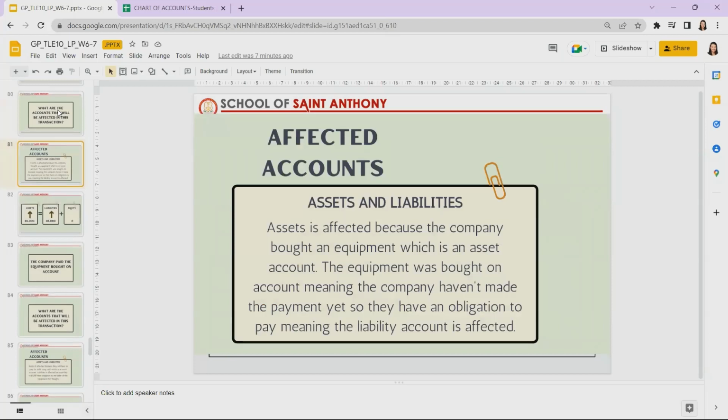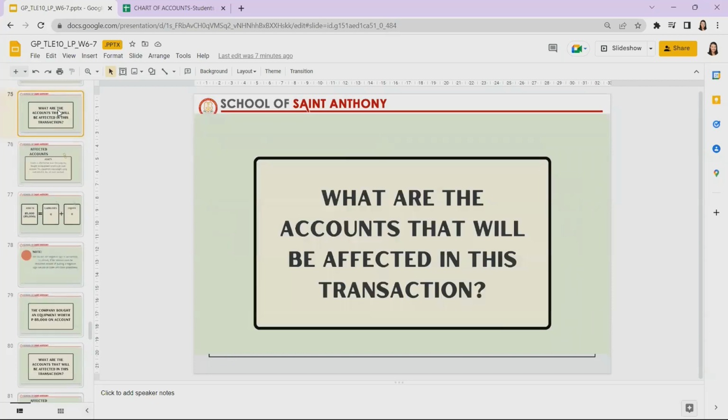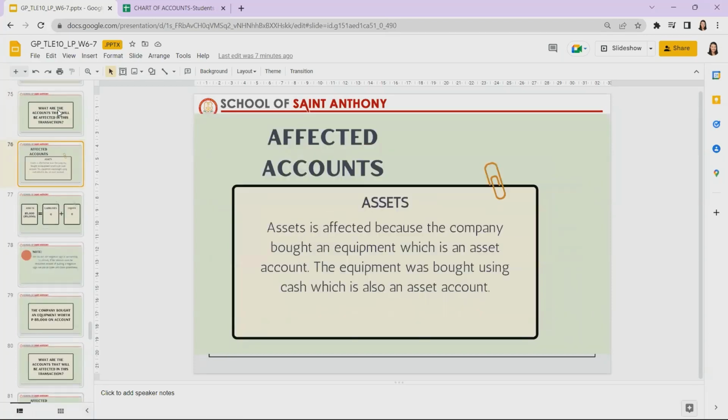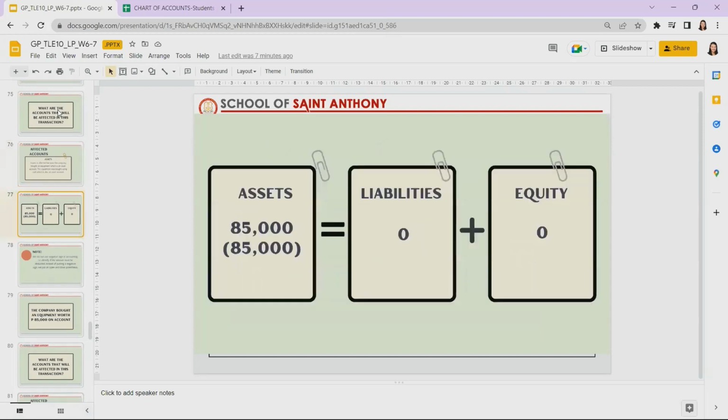So the accounts that are affected are assets. Yung asset natin, yung machineries and equipment, nag-increase, 85,000. And then, yung cash on hand natin na nag-decrease amounting to 85,000. So, increase in 85,000 plus decrease in 85,000 is equal to 0. Our liabilities are not affected. It is 0. Equity is 0. So, 0 is equal to 0 plus 0. Our accounting equation is balanced.